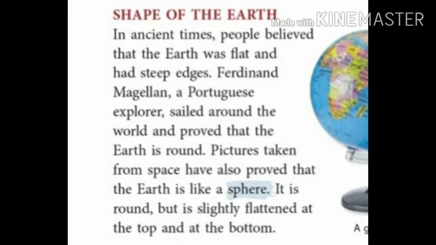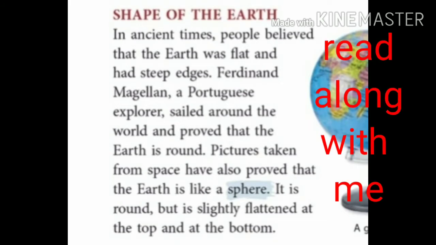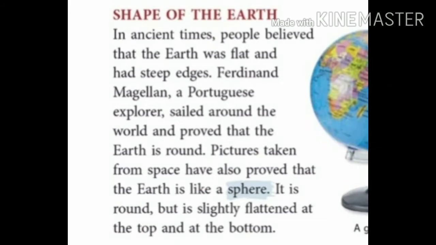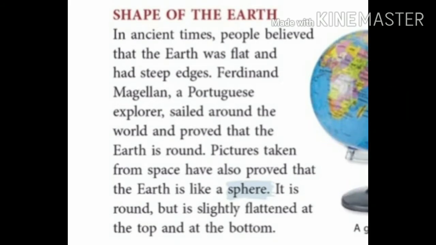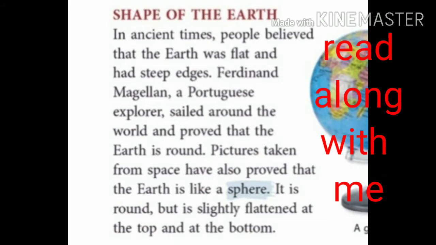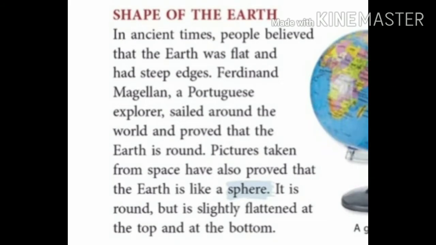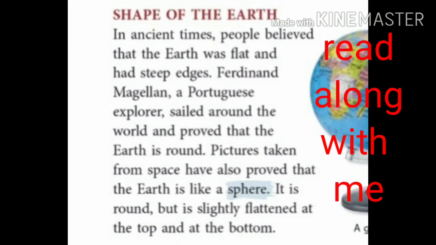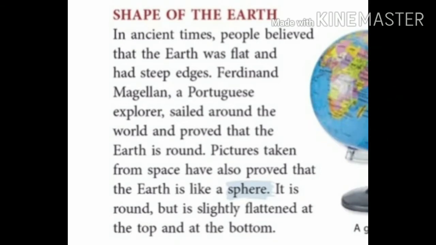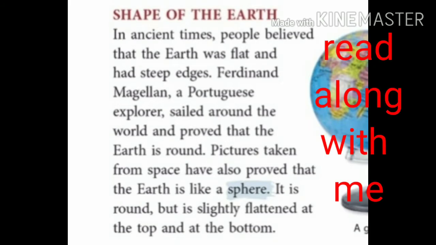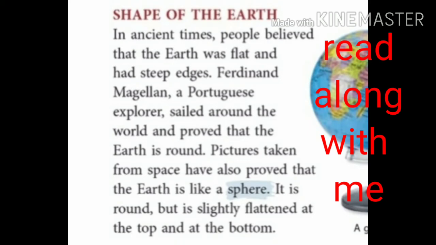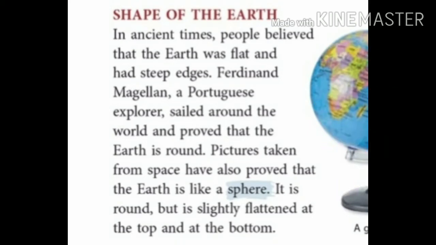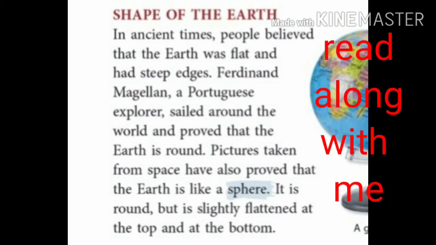Shape of the earth. In ancient times, people believed that the earth was flat and had steep edges. Ferdinand Magellan, a Portuguese explorer, sailed around the world and proved that the earth is round. Pictures taken from space have also proved that the earth is like a sphere. It is round but is slightly flattened at the top and at the bottom.